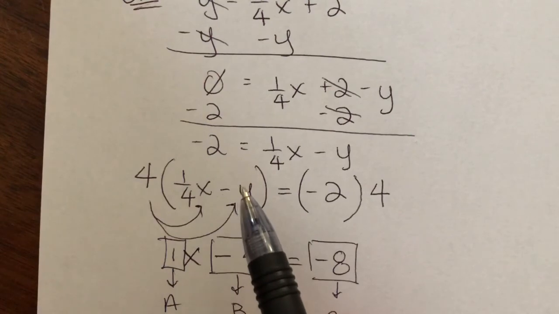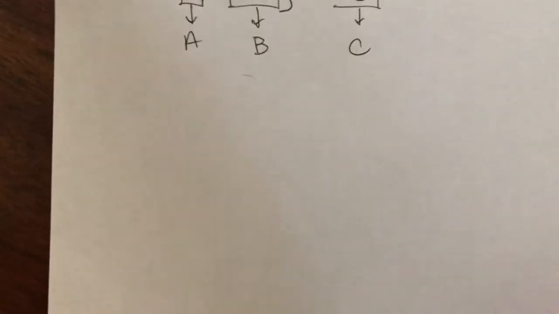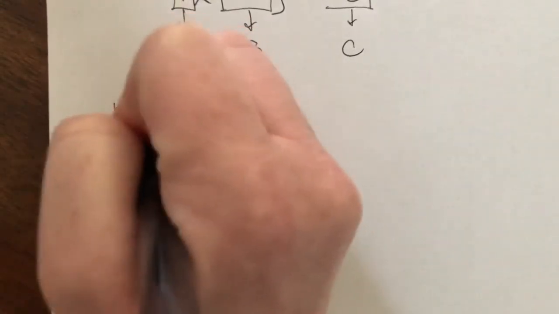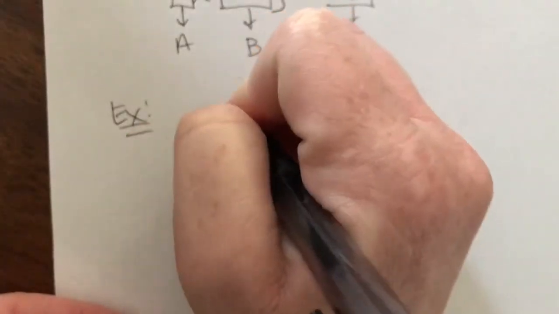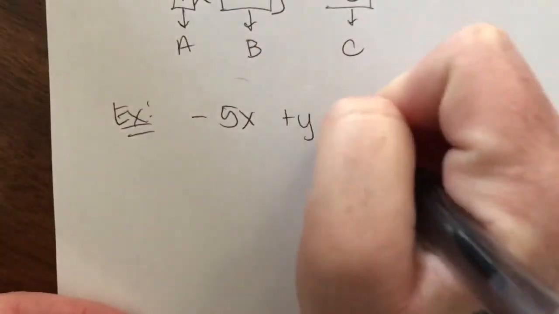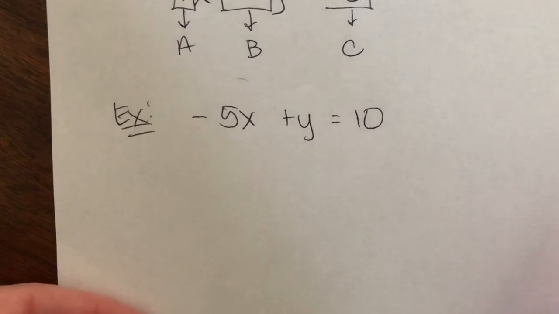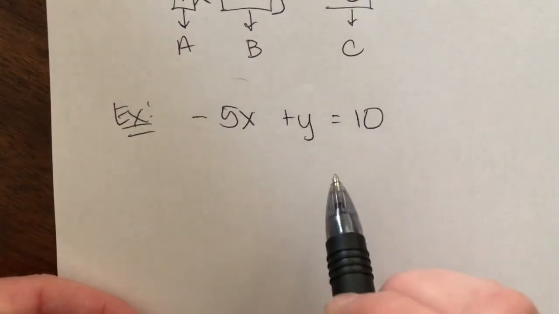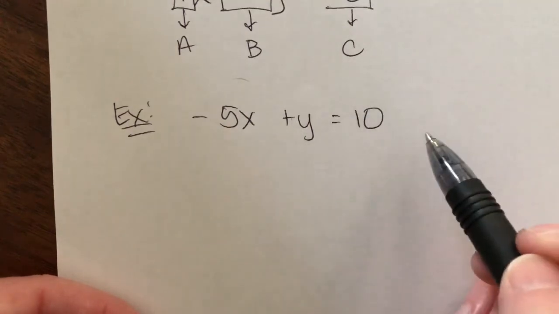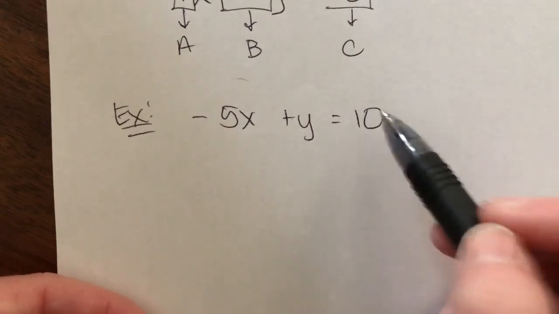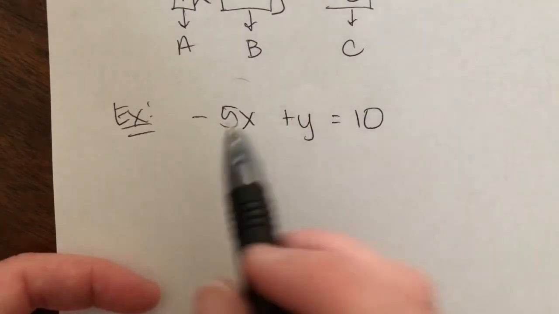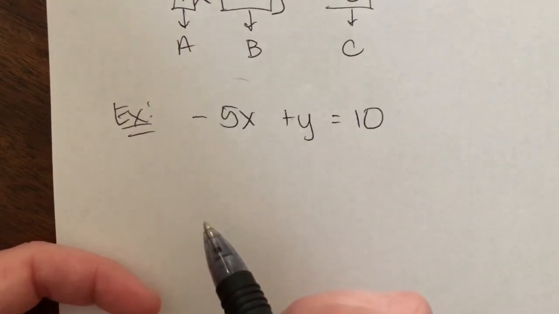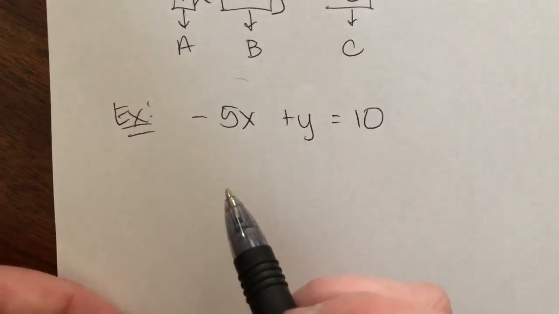Let's do one where it's negative. I'm almost done, I promise. All right, so I've got negative 5x plus y equals 10. Well, this looks like it's in standard form, right? Number in front of x is negative 5, number in front of y is just 1, and the number on the other side of the equal sign, our c value, is 10. The only problem is here a is negative, and a cannot be negative in standard form.